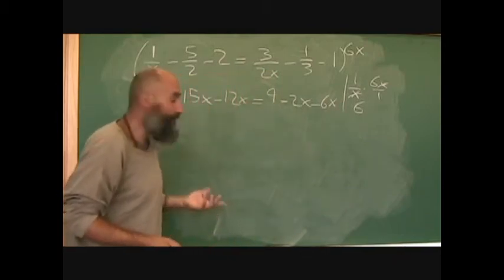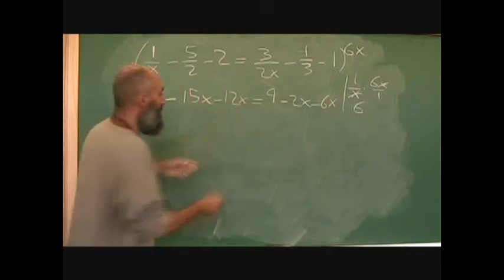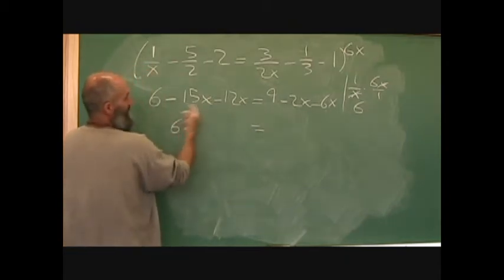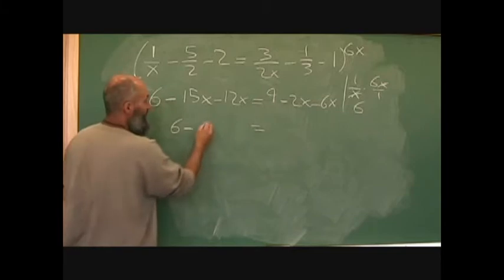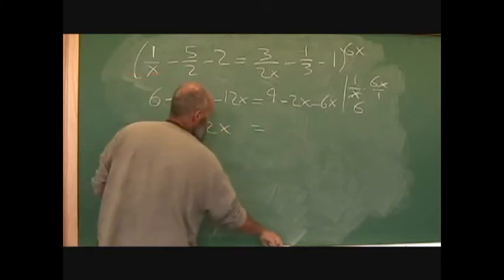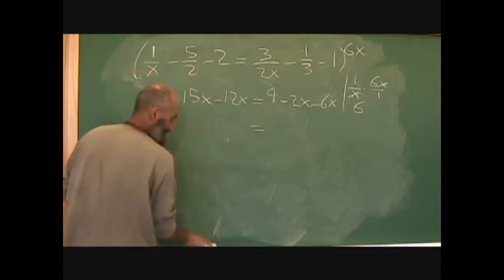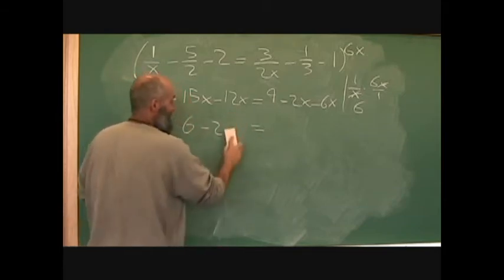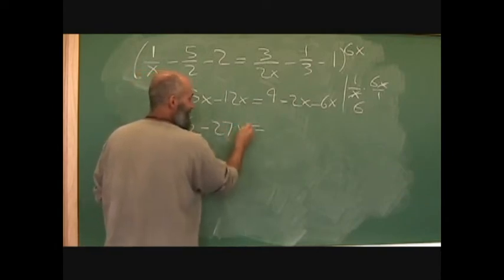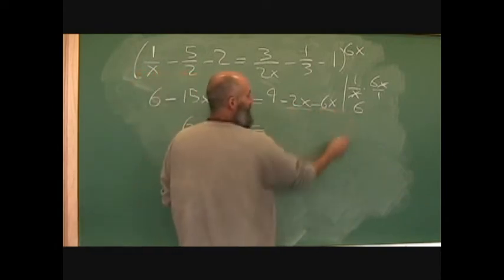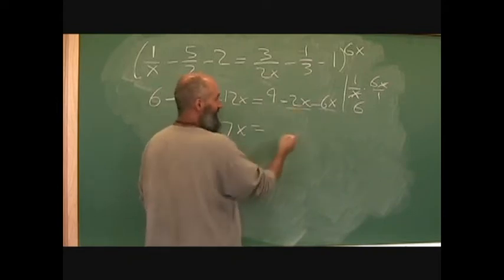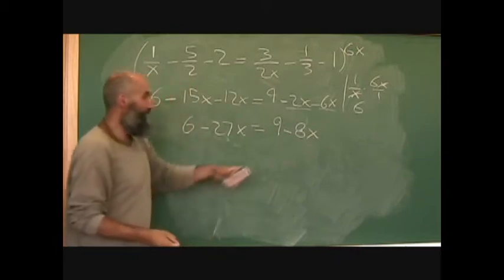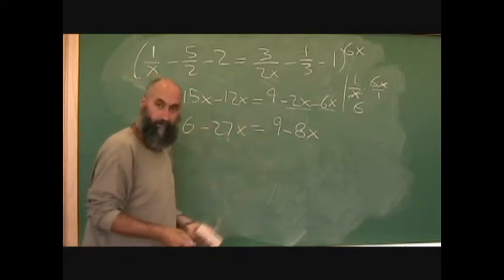And again, what you do is you combine your like terms on both sides. Line up your equal sign. So you got 6 minus 15x minus 12x is negative 27x. So 6 minus 27x. And negative 2x minus 6x is negative 8x. So 9 minus 8x. Bring all your x's to one side, take your numbers to the other side.